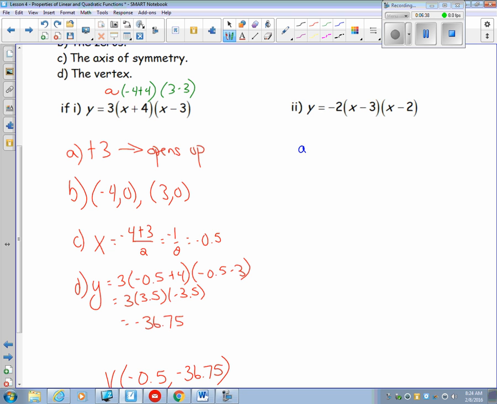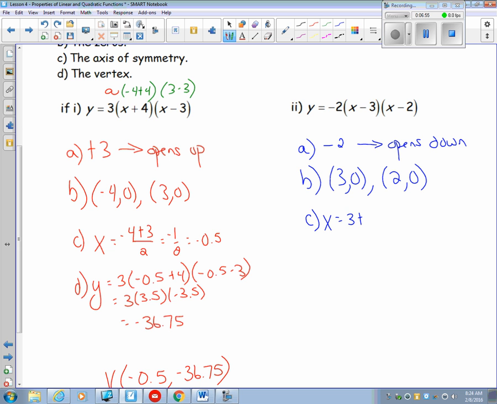Which way is this one open? Well, it's a -2, which means it opens down. Our zeros this time are 3 and 0, and 2 and 0. Our axis, we'll add them together, divide by 2, which gives us 2.5. And all I need is a y value now for the vertex, because I've got the x. I just calculated that.